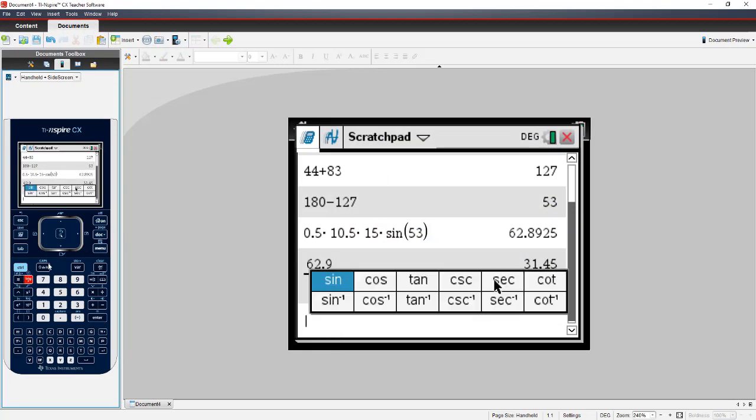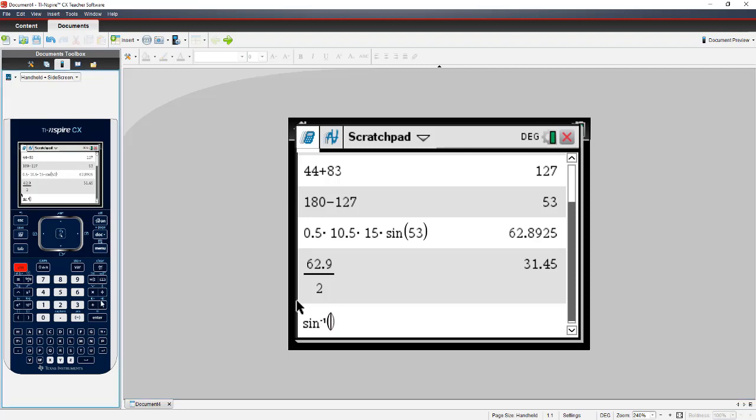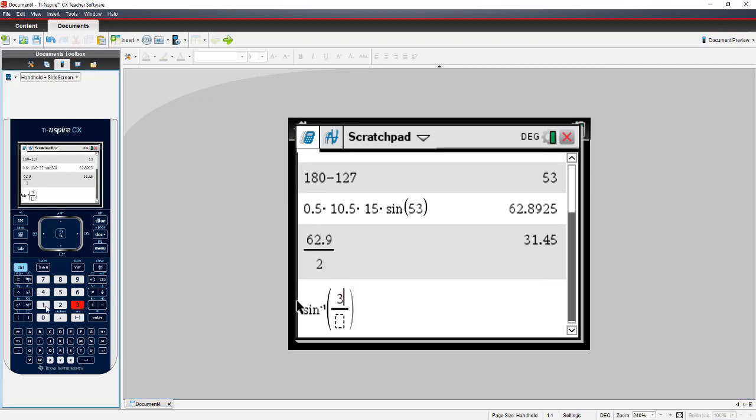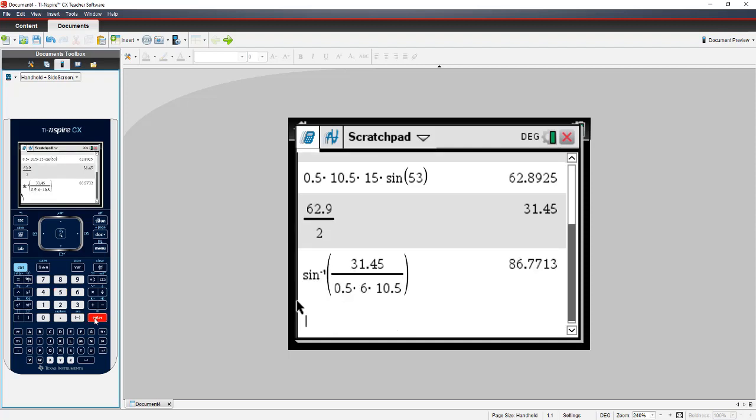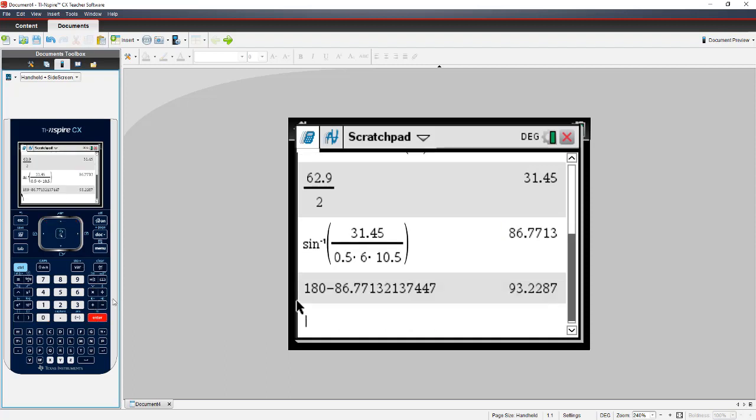I'll do trig, sine inverse, and control divide. These are kind of strange questions. Like I said, they're mildly tricky. You have to have a very good understanding of what's going on. Even though it's not really difficult, a lot of kids will forget these things. So that's your first answer, and then we'll take that answer and subtract it from 180. So those are my two possible answers for theta. One of them is 86.8 and the other one is 93.2.